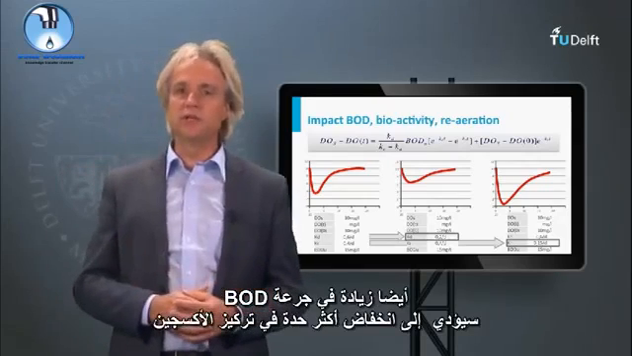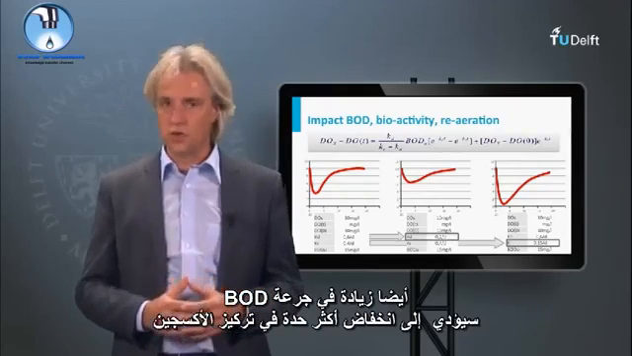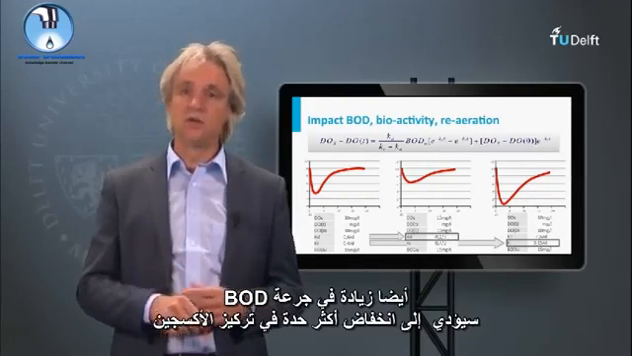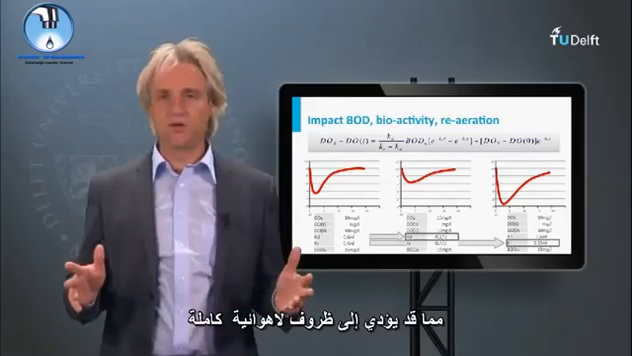Also, an increase in the BOD dosage will lead to a more severe drop in the oxygen concentration, possibly leading to complete anaerobic conditions.